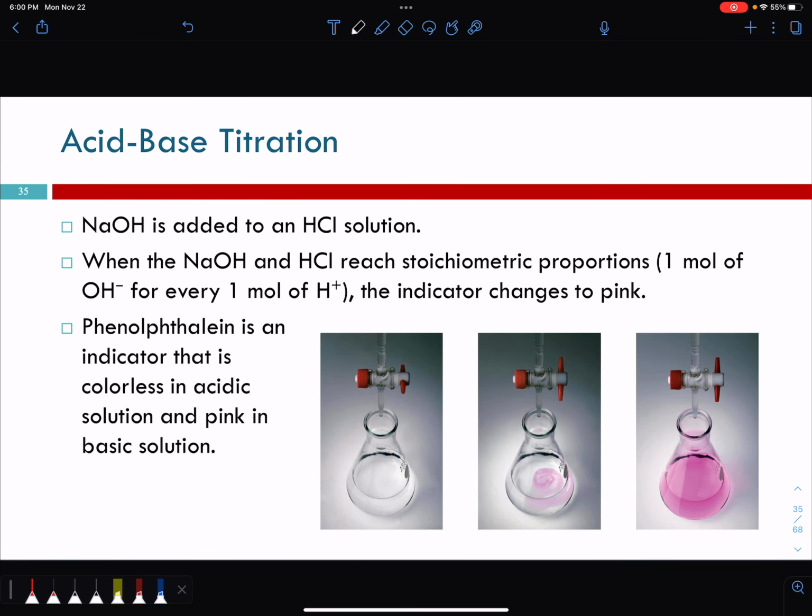So this is what some of you saw. Some of you got even lighter than this pink color. So when we reach these stoichiometric proportions, it turns pink. We've covered that. It's just a special molecule.